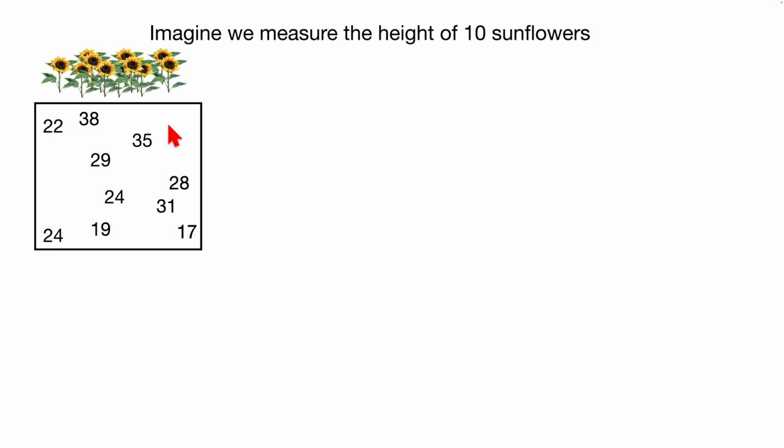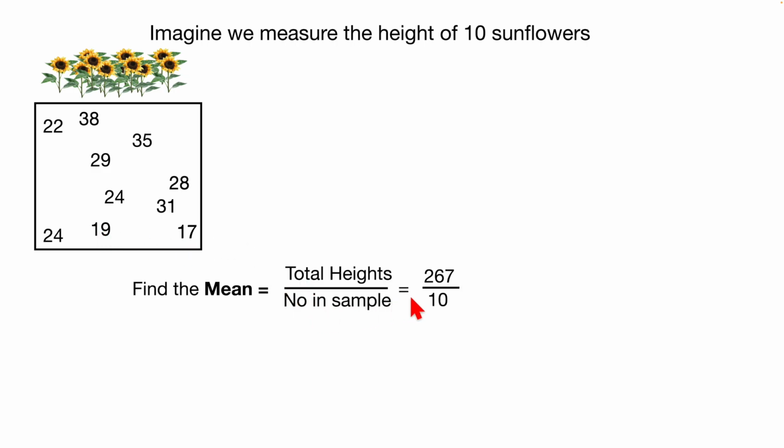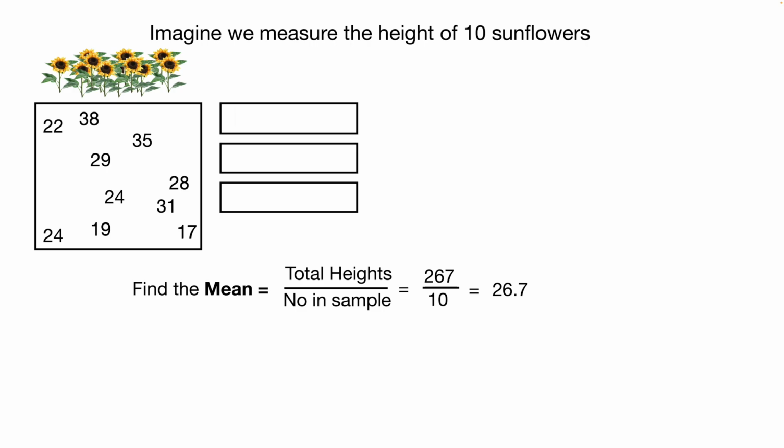These are the heights. Now, if I was finding a mean normally, I would add up all of these heights, but there's 10 of them, and then I would divide by 10. Total heights divided by the number in the sample, 267 divided by 10, 26.7. Pretty straightforward. But we're not going to do that. We're going to create a frequency table. I'm going to collect all of these heights into three groups: 10 to 20, 20 to 30, 30 to 40.